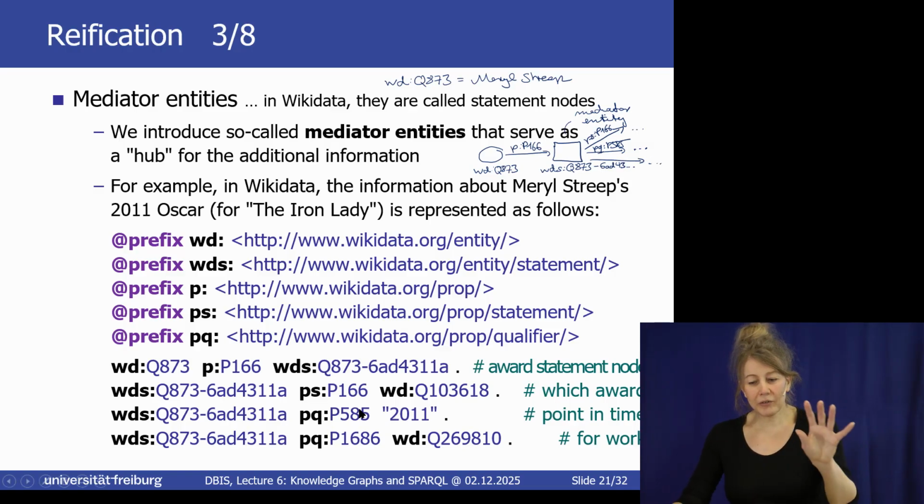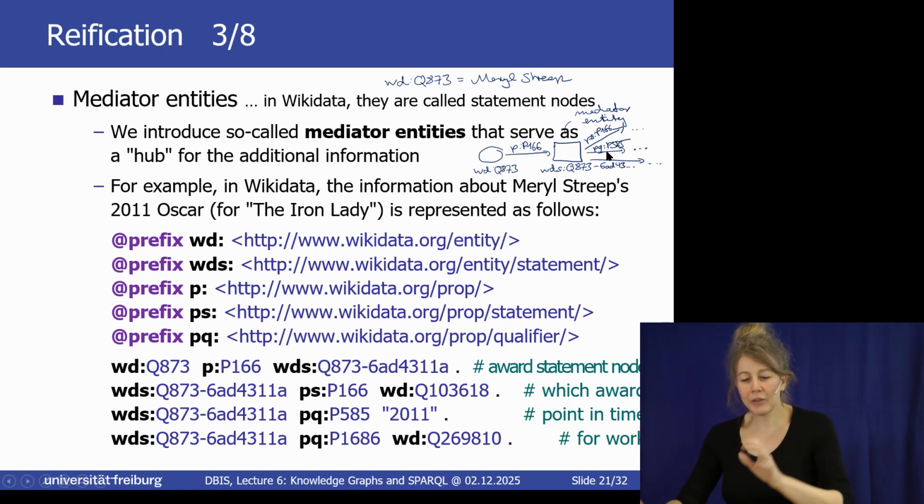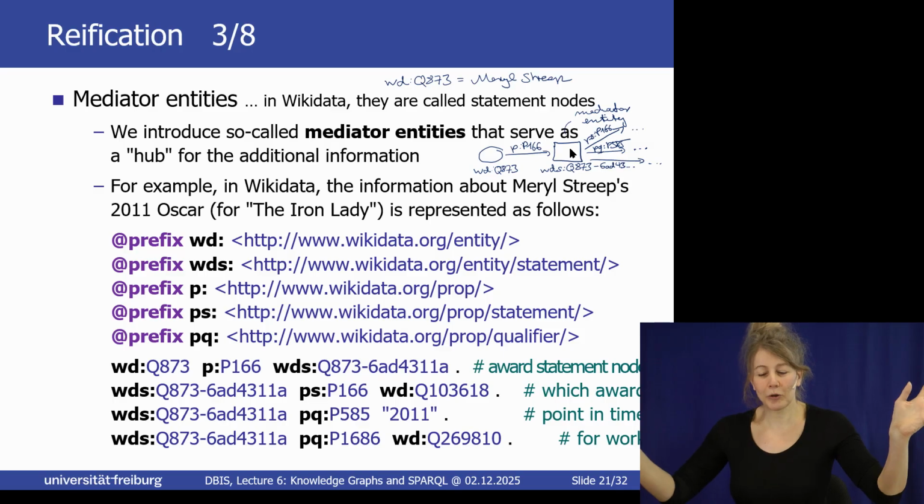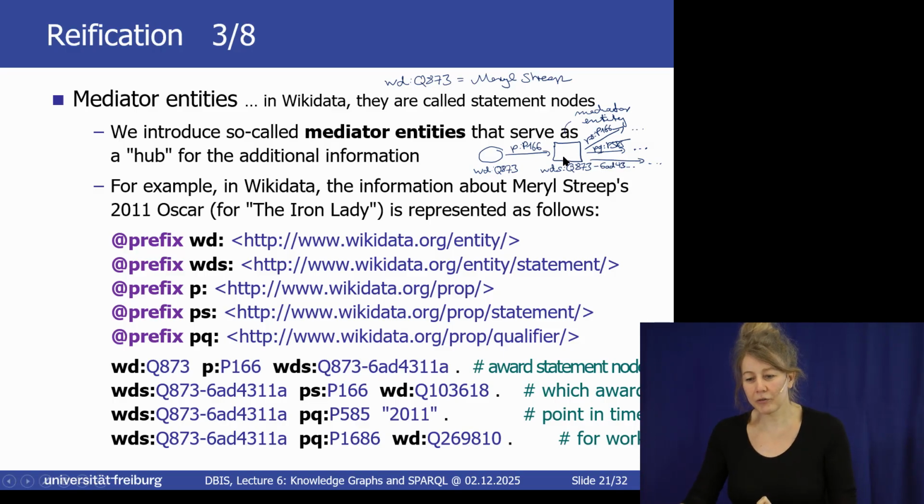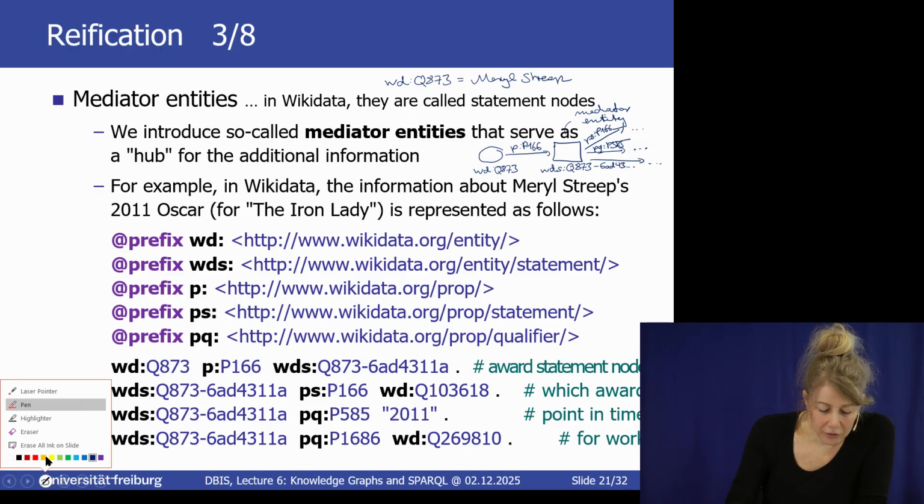Forget about the prefixes and what these things mean. First understand this. I want to connect one thing to more than one other thing, to many things. How do I do that? I just place something in the middle. Now this is a triple, and this thing can now be connected to many more things. Problem solved. And this, you can call it a mediator entity, or in Wikidata they are called statement nodes.